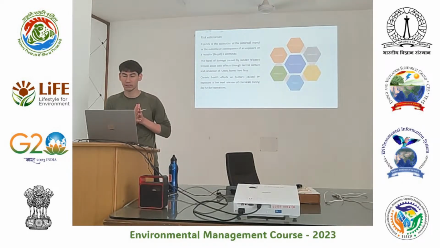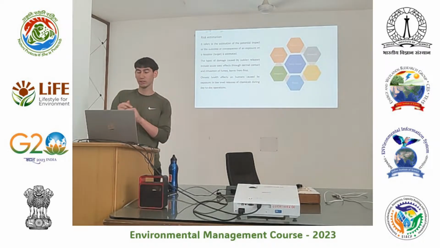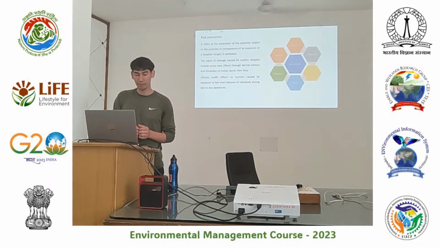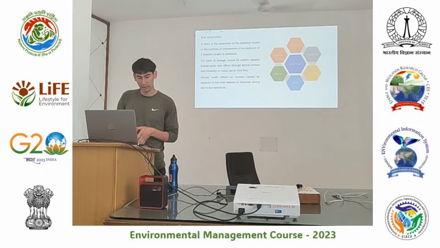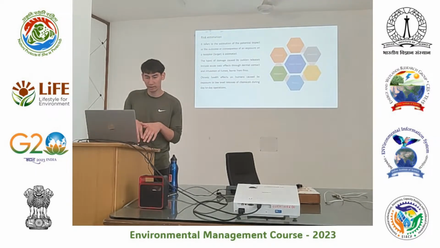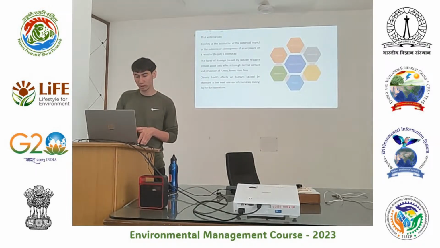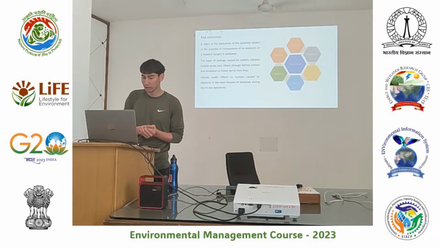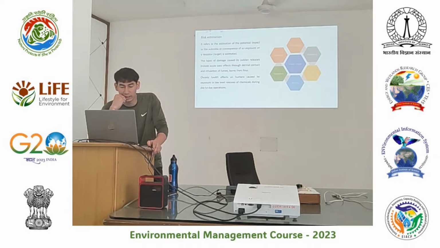Then we have risk estimation. It refers to the estimation of the potential impact, the outcome or consequences of an exposure of a receptor. The types of damage caused by sudden release include acute toxic effects through thermal contact and inhalation of fumes burnt from fire. Also, chronic health impact on humans caused by exposure to low-level release of chemicals during day-to-day operation.